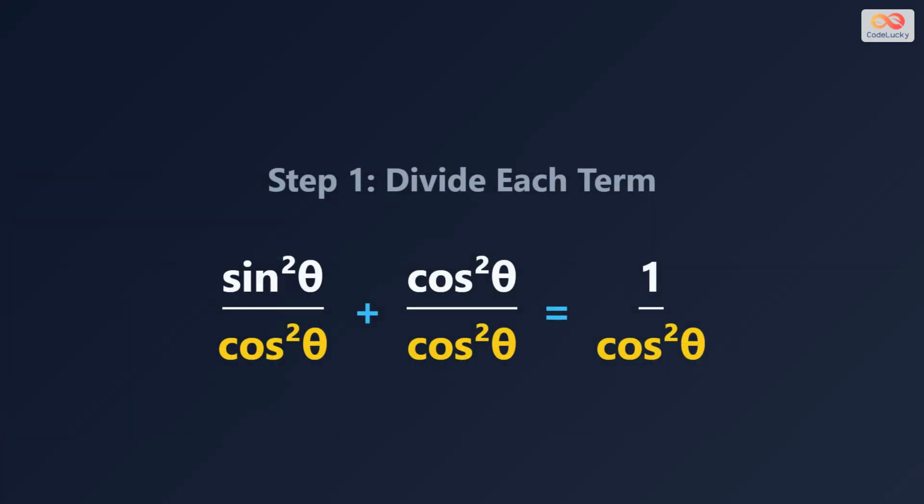Let's set this up. We take sin² and divide it by cosine². We take cosine² and divide it by itself. And finally, on the other side of the equals sign, we take 1 and divide it by cosine².